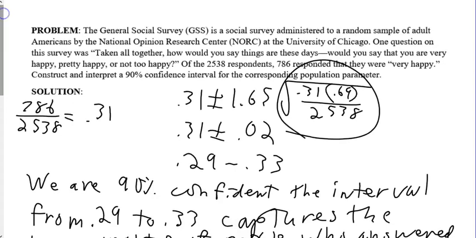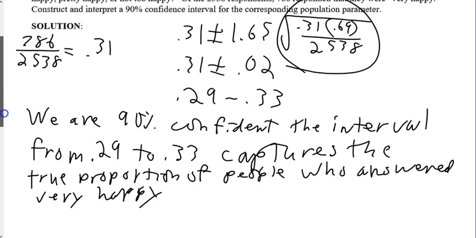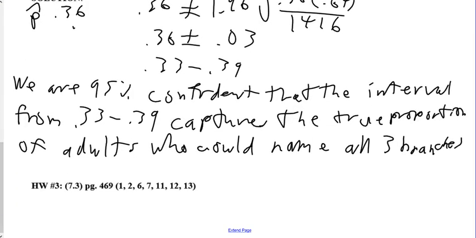Could name what? All three branches. No, not sure what happened to the report. Oh, it is. It just disappeared.